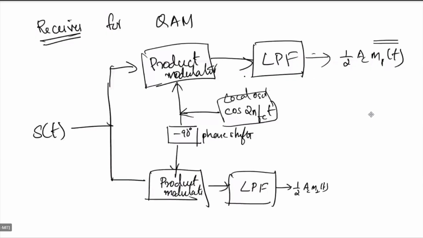Whoever asked me, are you clear with it right now? The purpose of this local oscillator generating 2πfct, and how the product modulator and low pass filter circuit can remove it. Yes. Okay. Excuse me, ma'am. For the QAM receiver in this slide, here we don't account for any local phase shift. Plus phi is not there.